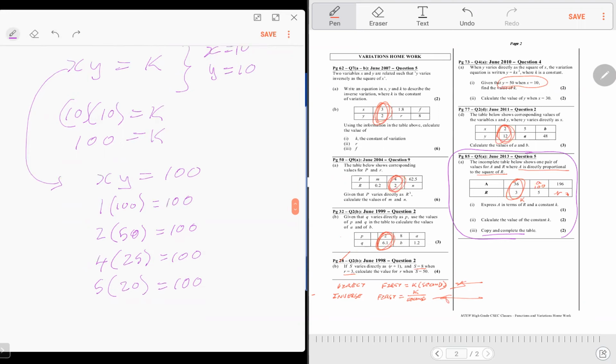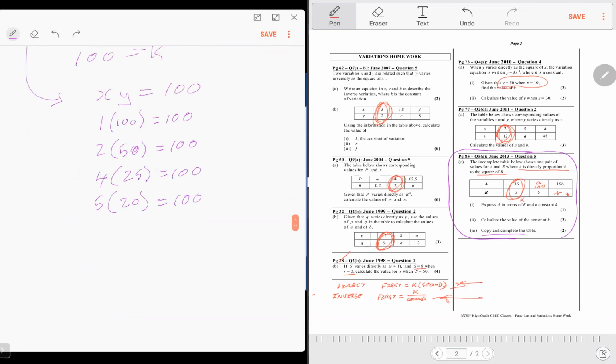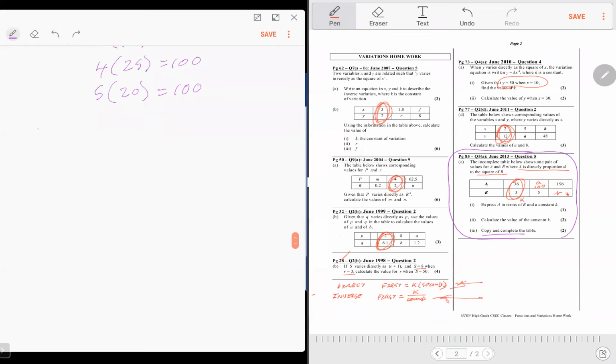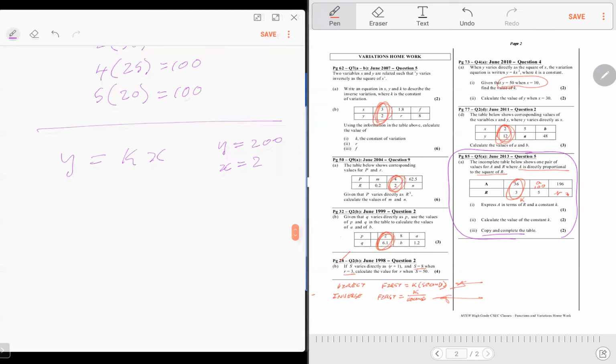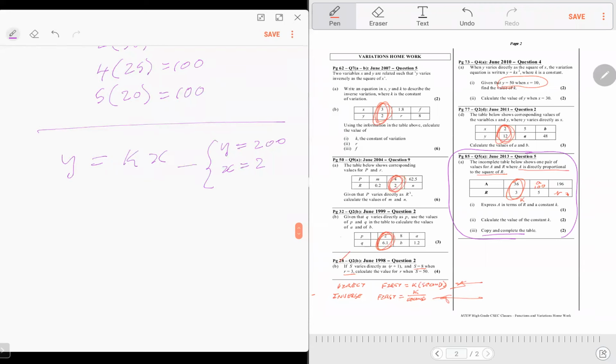Look at a direct one now. Suppose they said direct. That's what was inverse a while ago. So y equals k times x. And let's say they give me a pair of values now. Suppose they say y equals 200 when x equals 2. What do I do? Put my known pair of values in the formula. That tells me that 200 equals k times 2. So k equals 100 again, doesn't it?